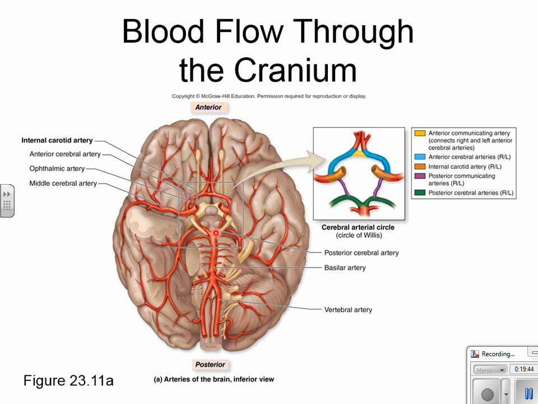It'll be in your book. I don't see it labeled on the slide. Well, yeah, there it is. Circle of Willis. Famous place. And here's the circle, a little bit easier to see.